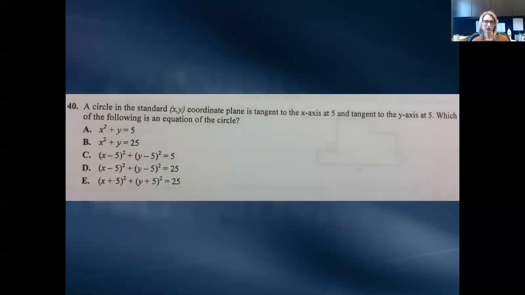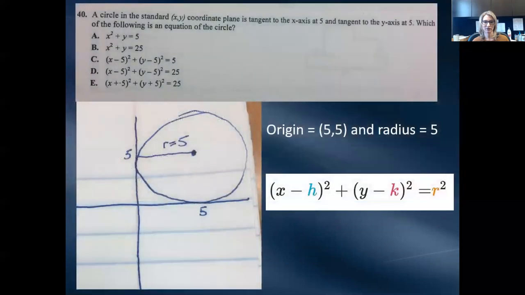All right, a circle in the standard coordinate plane is tangent to the x-axis at 5 and tangent to the y-axis at 5. Which of the following is an equation of the circle? They didn't draw a circle for us here, so we're going to have to draw it ourselves, and we know it's going to touch the x-axis at 5 and touch the y-axis at 5. Here's a really ugly drawing that doesn't even look like a circle, it looks more like an egg.